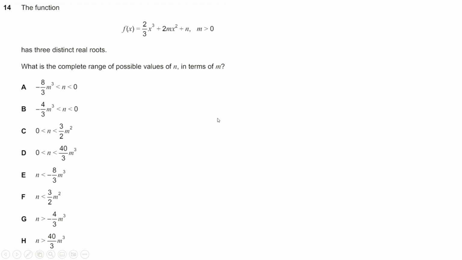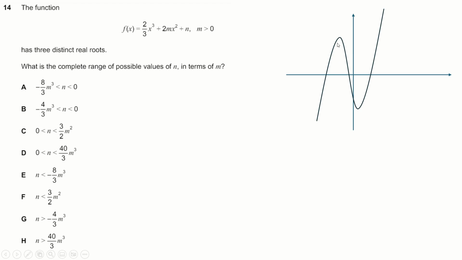For number 14, we have this function here, 3 distinct real roots. So for a cubic to have 3 distinct real roots, you need one of the stationary points to be above the x-axis and one to be below. If they're both above, then it will only have 1 real root, and if they're both below, it will also only have 1 real root. So we want 1 above, 1 below.